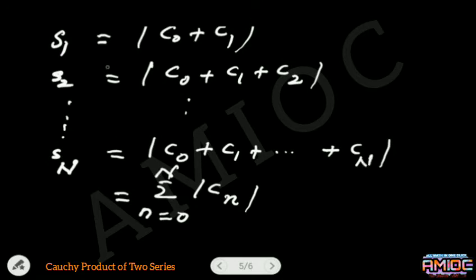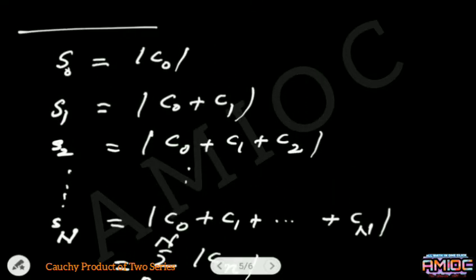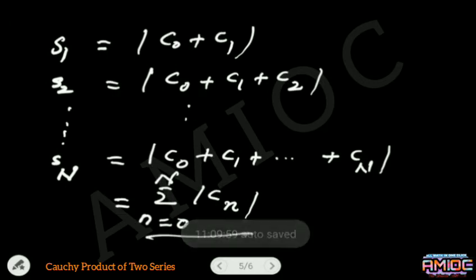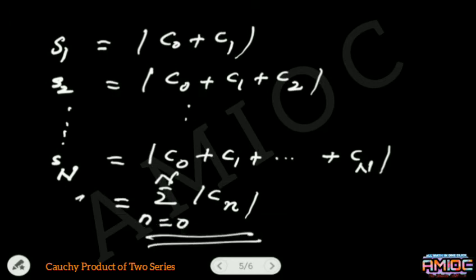S1 is the partial sum of the first two terms, S2 is the partial sum of the first three terms, and Sn is the partial sum of the first n plus 1 terms, which is given by modulus of C0 plus C1 plus etc. plus Cn. It can be written as summation n equal to 0 to n of modulus of Cn, where n varies from 0 to n. We get C0 plus C1 plus etc. plus Cn. Look at this sequence. We have to discuss the convergence of this sequence Sn.